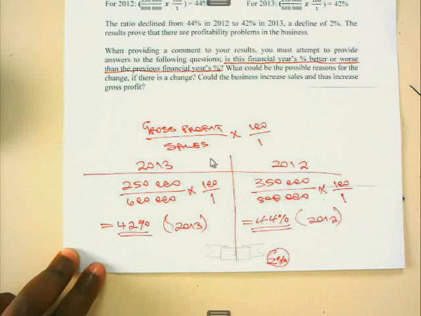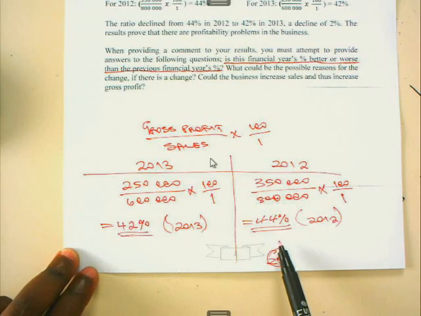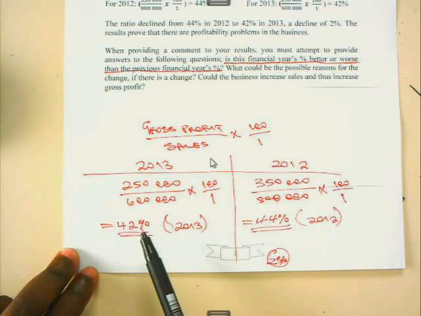As a company, are the results better in the current year or worse compared to the previous year? And the answer will be, the results are worse. Because in 2012, it was 44%. In 2013, it is 42%. Therefore, the results are worse when you compare to the previous year.